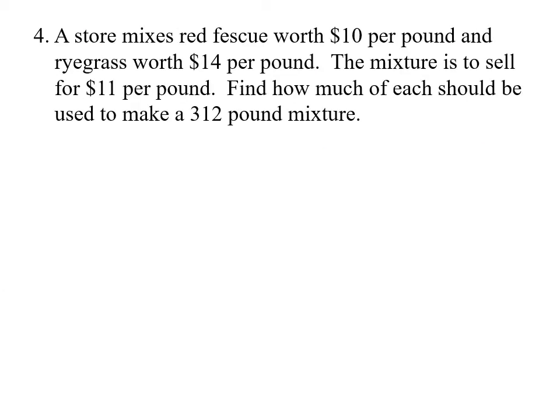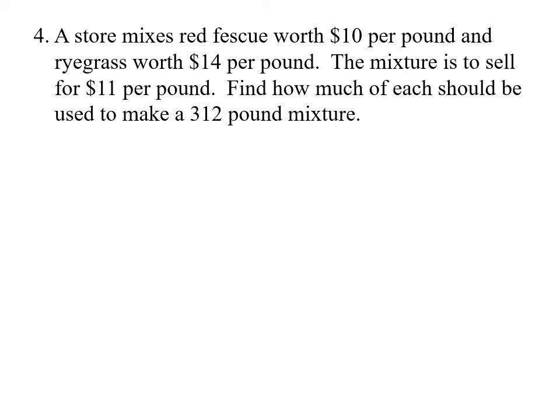Okay, one type of problem we didn't talk about in chapter 1 was these type problems. And they work kind of like if you're doing the mixtures with the solutions with the percentages. They work kind of the same idea. Not quite, but they're pretty close. A store mixes two different types of grass. One sells for $10 per pound, and the other one sells for $14 per pound. What they want to do is mix the two and sell it for $11 per pound.